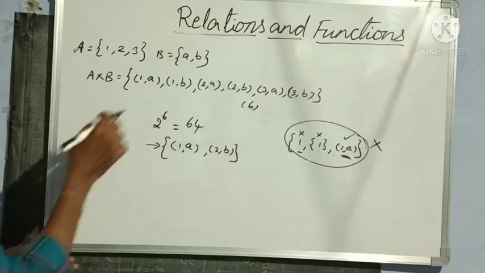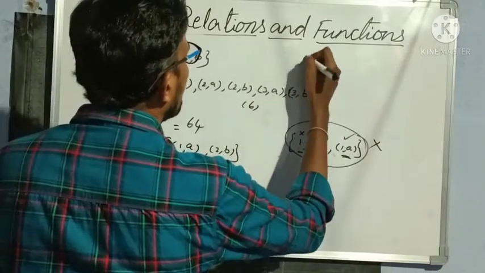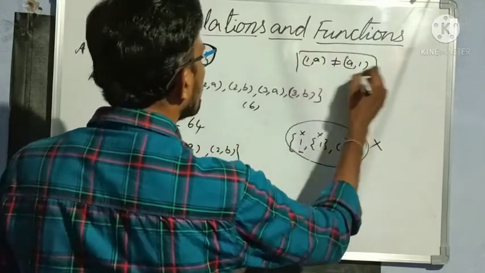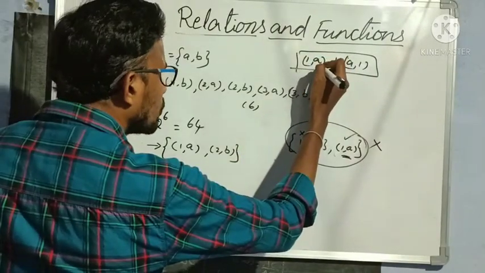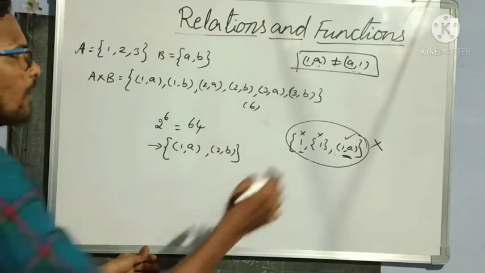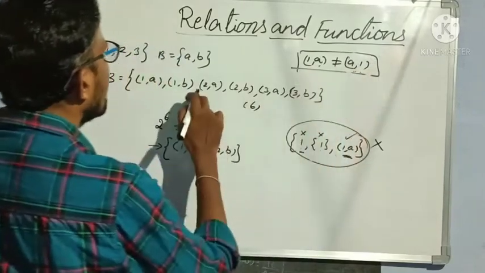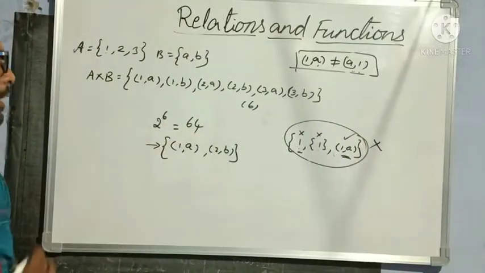Why? Because here 1 comma A, very important, 1 comma A is not equal to A comma 1. Understood? This ordered pair, if you are writing like this, then you should write like this only. You should not change the order. Clear? If you write like this and take that as an element, then that is not a subset. Clear? This is what I wanted to explain.